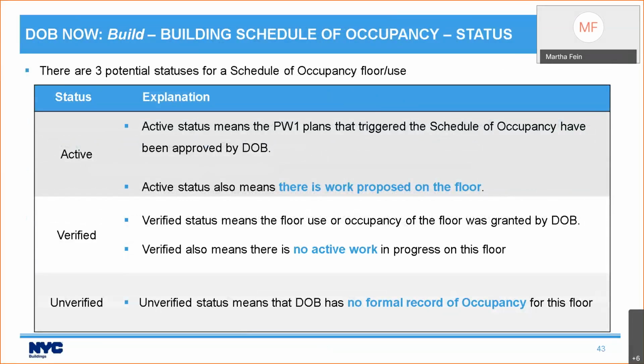Now, when you see job filings on your schedule of occupancy, there are 3 different statuses you may see, and I'm going to go through them not in the order they're listed. When you first enter data, what you will see is unverified. Unverified simply means that DOB has no formal record of occupancy for this floor. So you'll see that for any record that DOB hasn't looked at. But you'll also see it if there's a floor where we know that there's occupancy, but it predates the need for a certificate of occupancy.